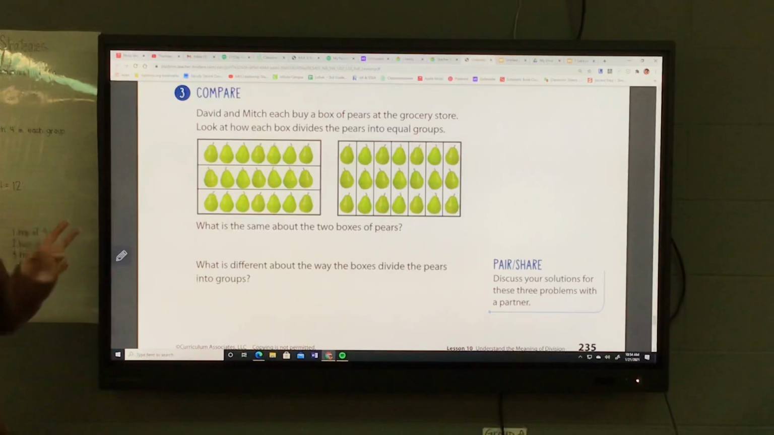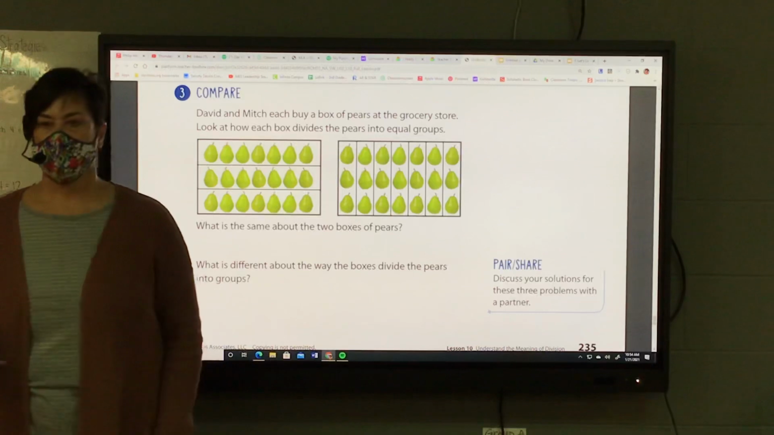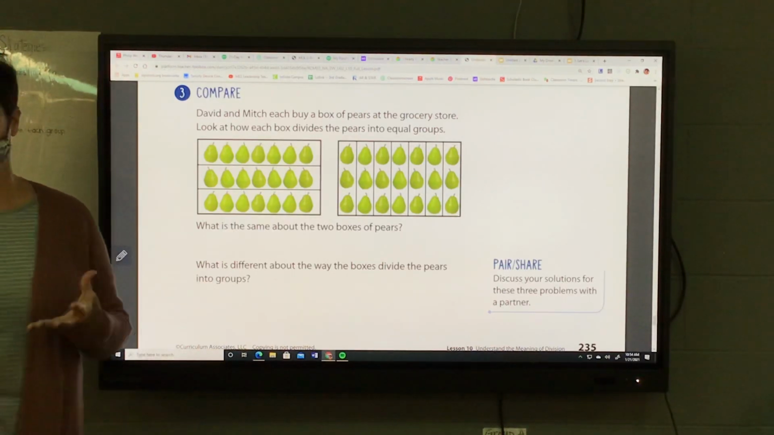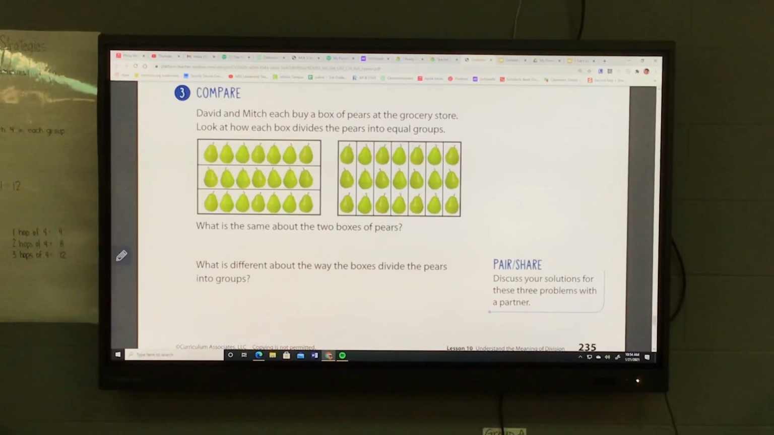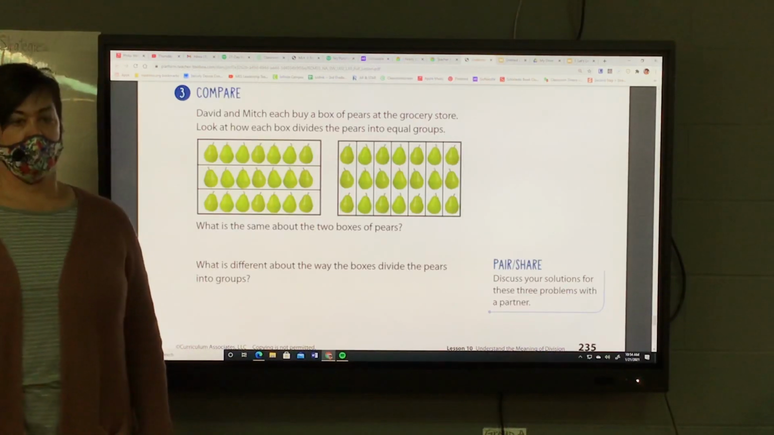What's the same though about the two boxes of pears? Reese, what's the same? They have the same amount of pears. They have the same amount of pears in all? Okay. What do you notice that's the same, Haley? That even though the first group shows 3 equal groups, there's 7 in each group, and then the other one is just 7 equal groups with 3 in each group.